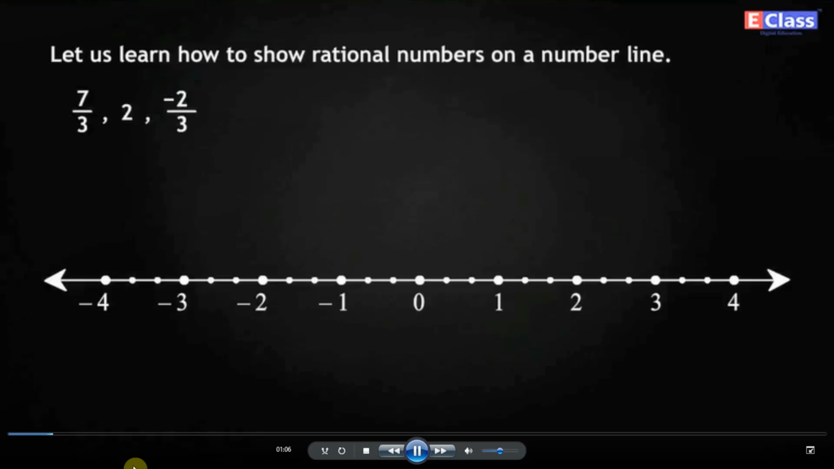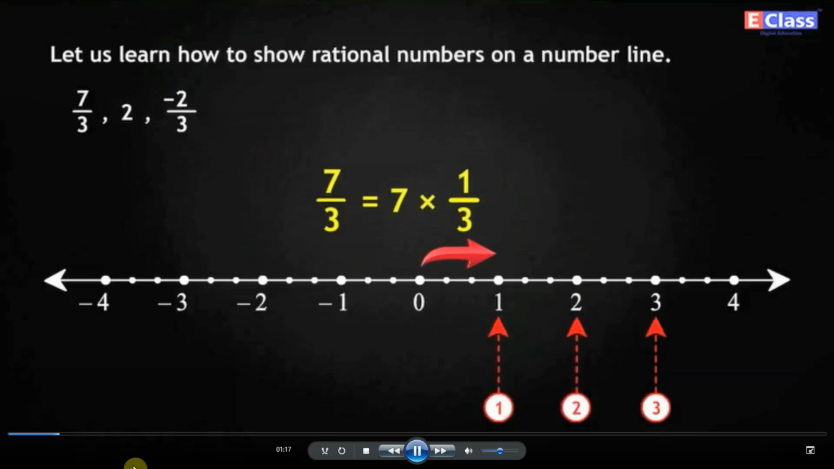Let us learn how to show rational numbers on a number line. Let us see 7 upon 3, 2, minus 2 upon 3 on a number line. First, let us draw a number line. Show the number 0 on a number line. 7 by 3 is equal to 7 multiplied by 1 by 3. Therefore, each unit on the right side of 0 is to be divided into 3 equal parts.